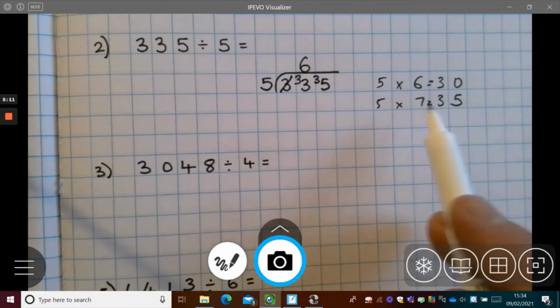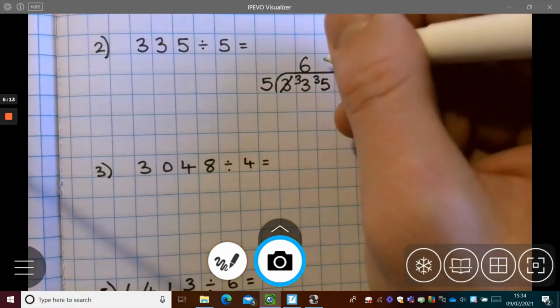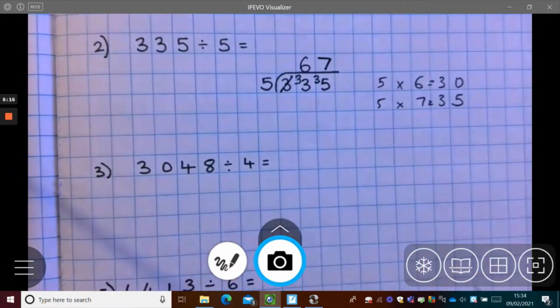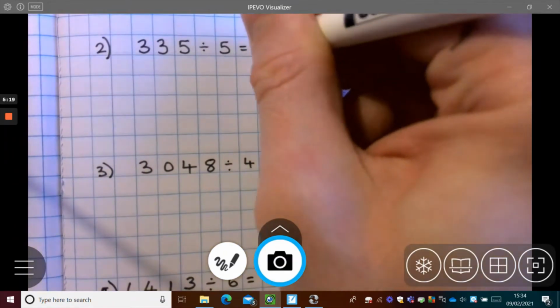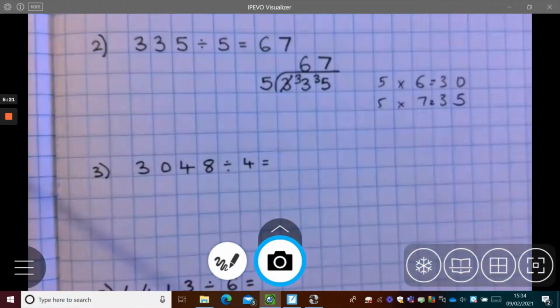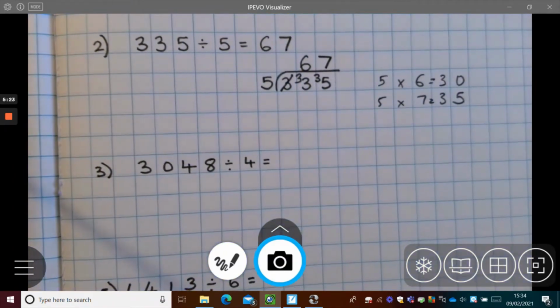5 into 35, and I've already got that one ready there. 5 into 35 goes 7 with no remainder. So 335 divided by 5 is 67. Right, now let's make it a little bit trickier then.